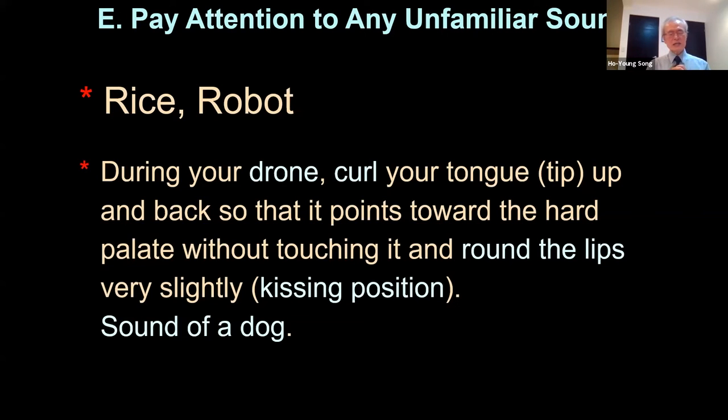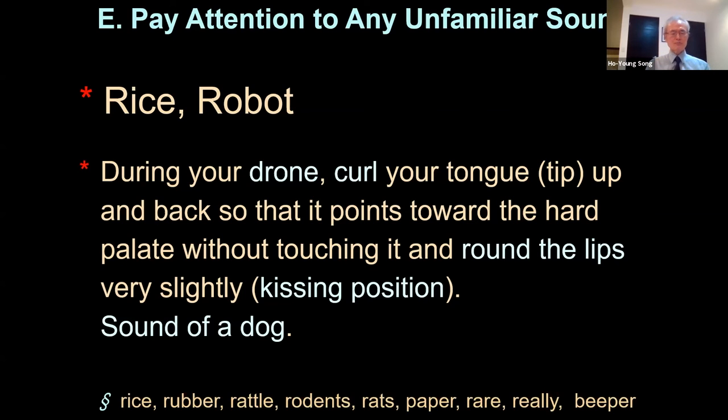So I still have difficulty pronouncing Pedro, but I can make it because I asked many Spanish speakers to teach me how to trill the tongue. So I know that you touch the hard palate, or back, just the tip of the soft palate, but in English it's different. I will try it like during your drone, like rise. Robot.